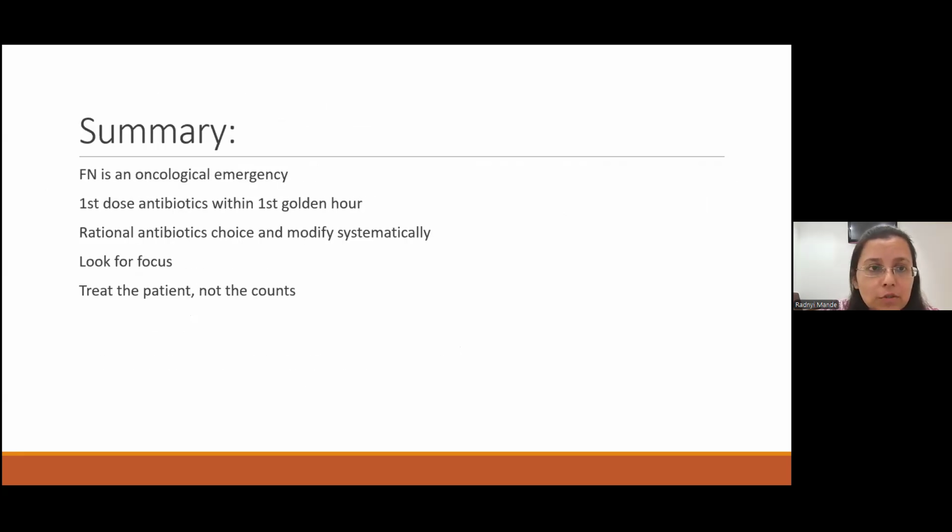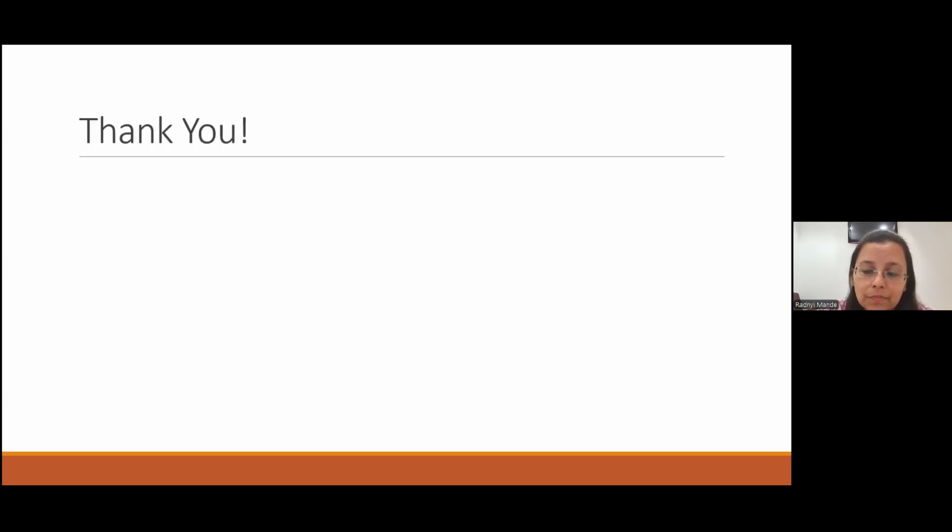So, in short, to summarize, febrile neutropenia is an oncological emergency. The first dose of antibiotics, as I said, has to be administered within the first golden hour, and antibiotic choice has to be based on the sensitivity. We have to keep looking for the focus, and we have to treat the patient and not the counts. Thank you.